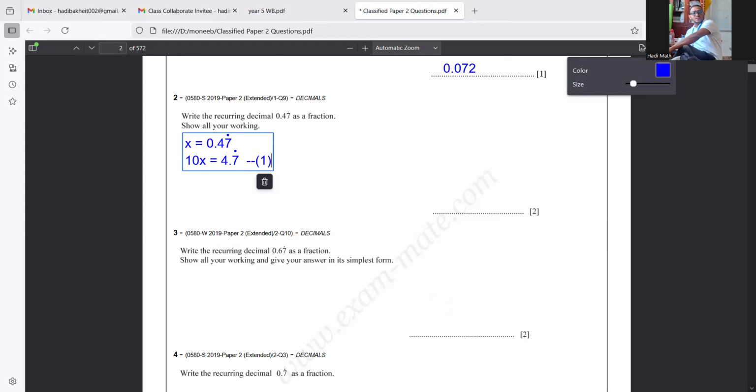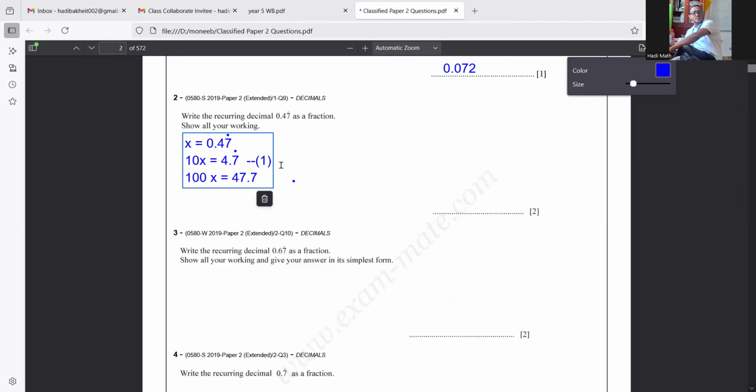Then for the second one, you need to know how many digits are recurring. Only one digit keeps recurring. If one digit recurs, you multiply by 10. If two digits recur, you multiply by 100. If three digits recur, you multiply by 1,000. Now multiply all of it by 10, because only one digit is recurring. 10x multiplied by 10 will give you 100x, equal to 4.7 recurring multiplied by 10, which is 47.7, and the 7 is still recurring. It will never end.